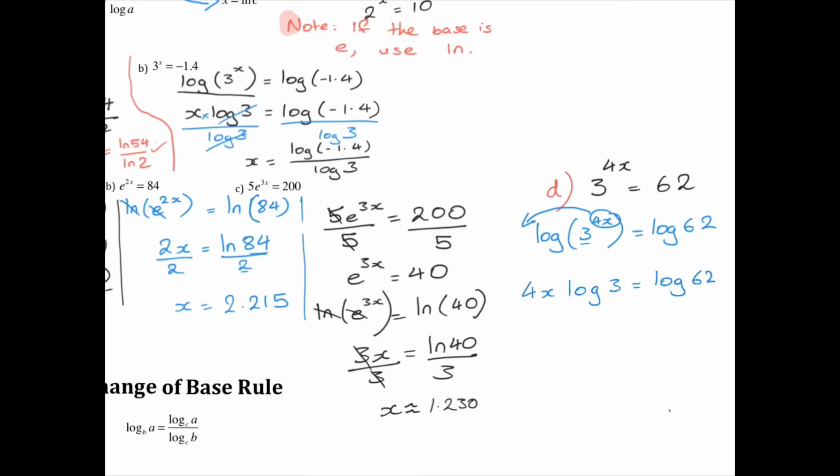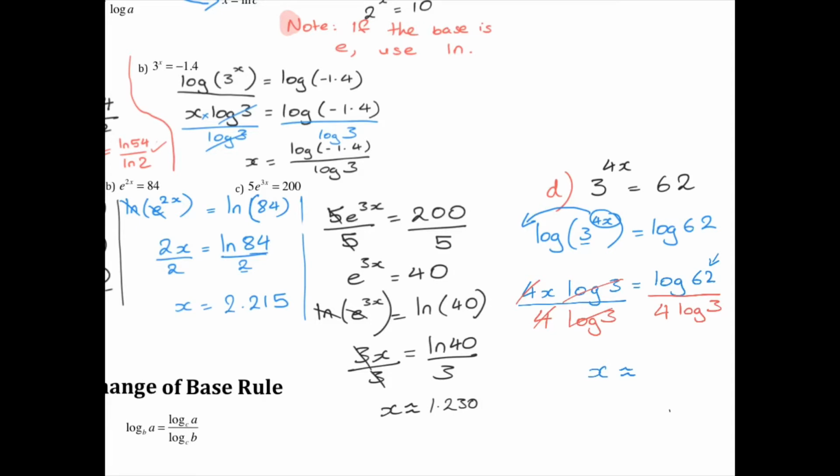Now, what am I multiplying x by on this side? I need x to be by itself. I need to divide by the 4 to get rid of this 4. And I also need to divide by the log of 3 to get rid of this. Which means I need to divide both sides by 4 log 3. So I end up getting x equals, now keep in mind when you enter this into your calculator, make sure you're using the log button. So it'll be log 62 divided by 4 times log of 3. Put it in your calculator and see what you get.